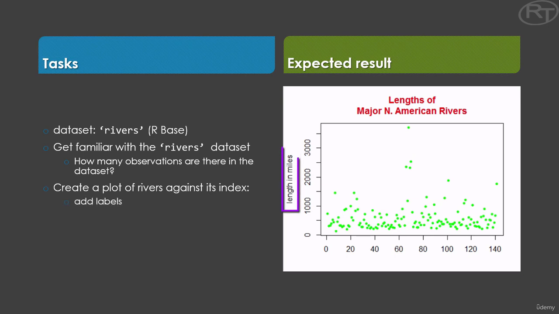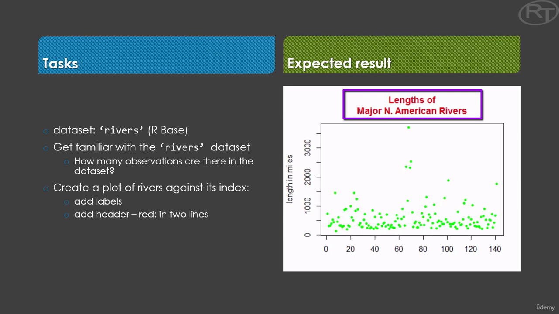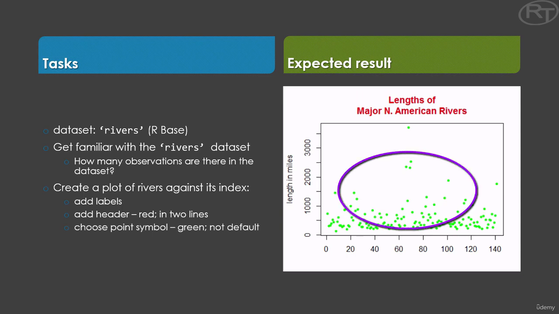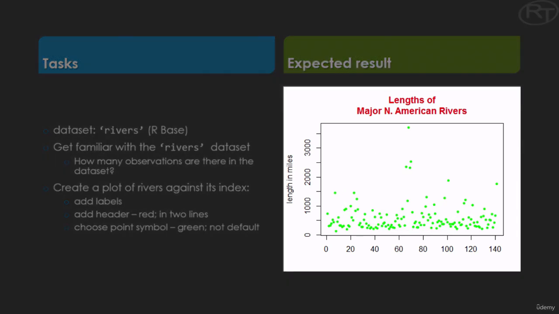In the plot you should name labels and header. The header should be in red, and you should use the Enter shortcut of R to get the heading into 2 lines. And at last you would choose an appropriate point symbol in green, which is not the default one. The final result should resemble this plot over here on the screencast.